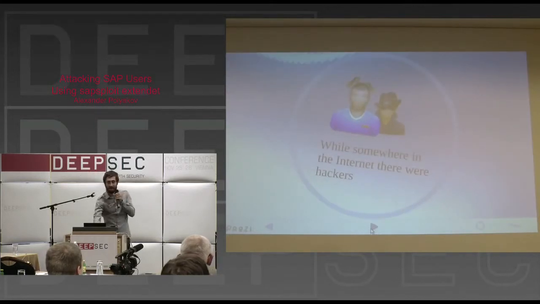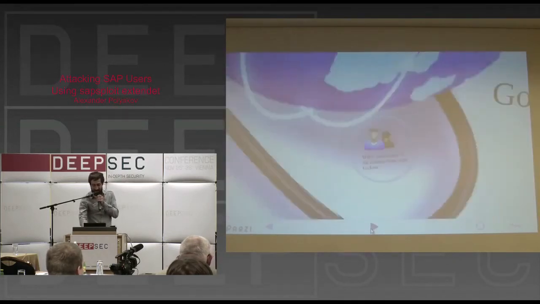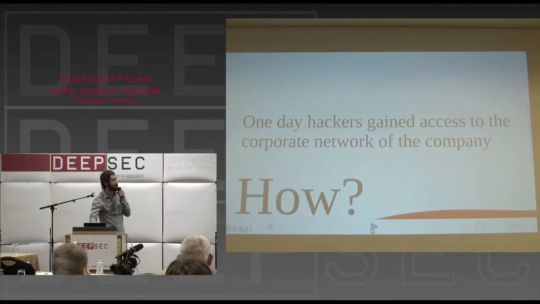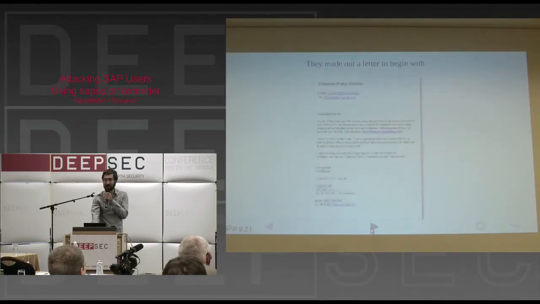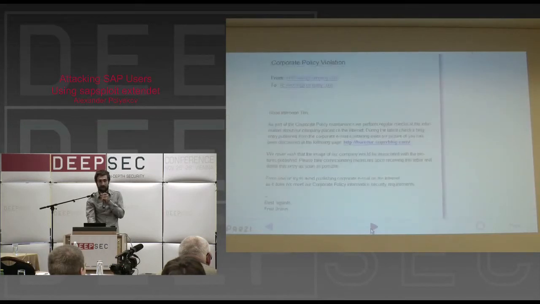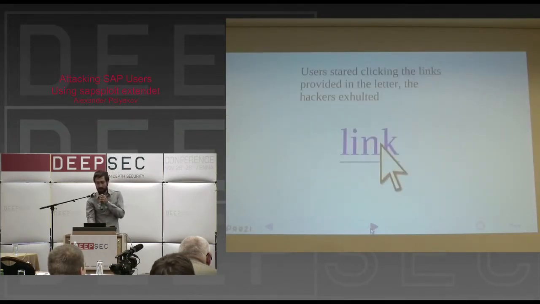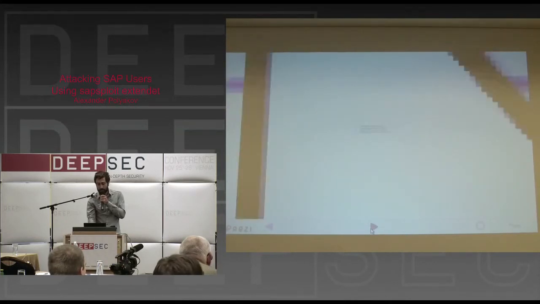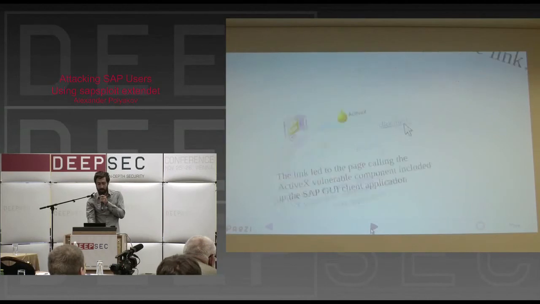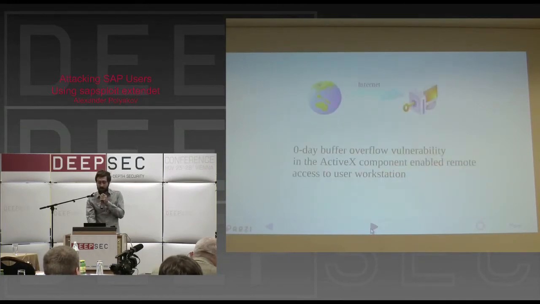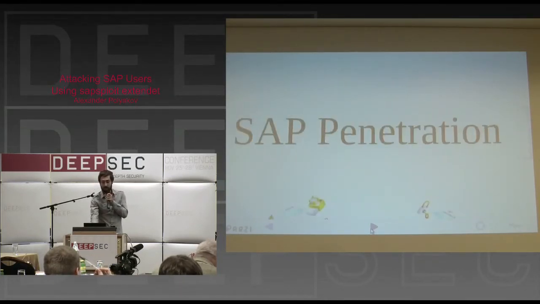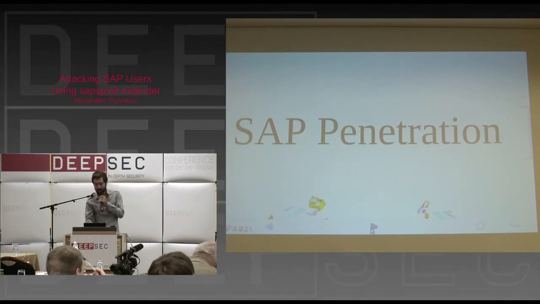So once upon a time, there was a very secure company, and there were hackers on the internet. One day, they tried to steal the corporate secrets. How did they do it? They used a social engineering mail with a link, and this link stores a vulnerable ActiveX control in SAP GUI, and then the attacker can get access to the user's workstation, and now the attacker is in the corporate network.